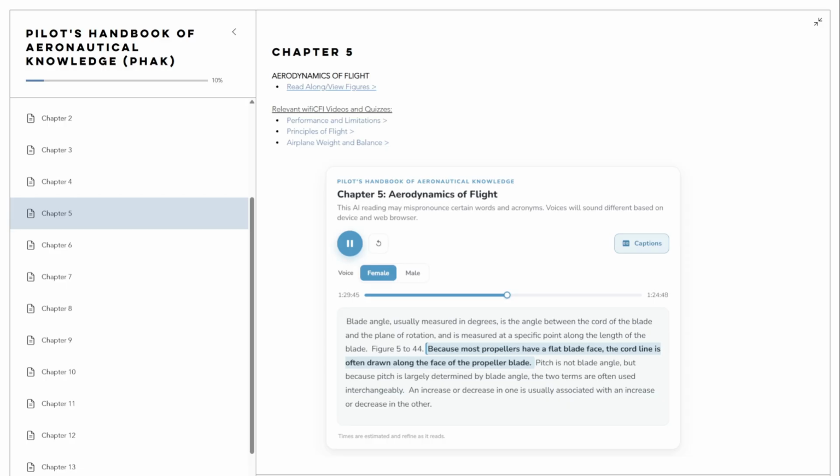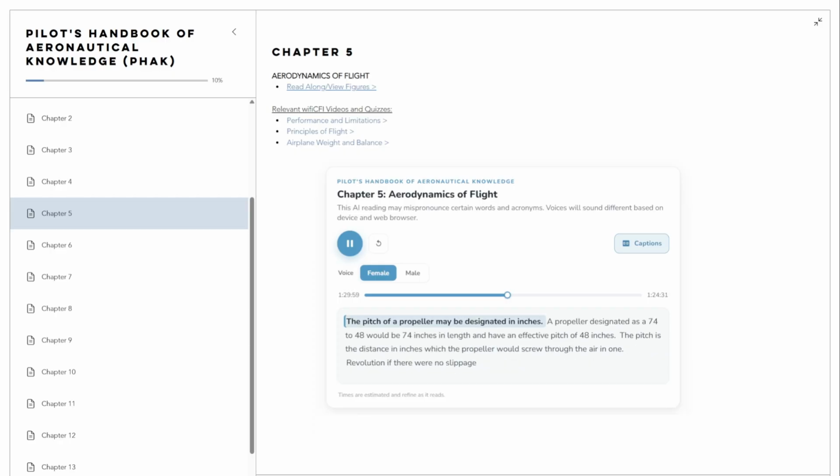Pitch is not blade angle, but because pitch is largely determined by blade angle, the two terms are often used interchangeably. An increase or decrease in one is usually associated with an increase or decrease in the other. The pitch of a propeller may be designated in inches. A propeller designated as a 74-48 would be 74 inches in length and have an effective pitch of 48 inches. The pitch is the distance in inches which the propeller would screw through the air in one revolution if there were no slippage.